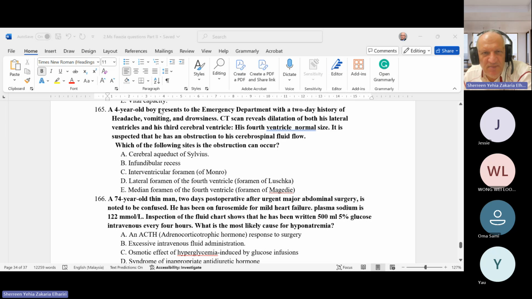A 4-year-old boy presented to emergency with a 2-day history of headache, vomiting, and drowsiness. CT revealed dilatation of both lateral and third ventricles. The fourth ventricle is of normal size. So here there is some abnormality in the connection between the lateral and third ventricles. It is suspected to be an obstruction to his CSF. Which of the following is the obstruction site? So he just asks what the connection between the lateral and third ventricle is. Which duct do we call it?